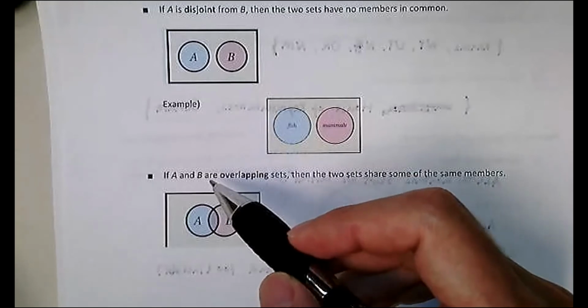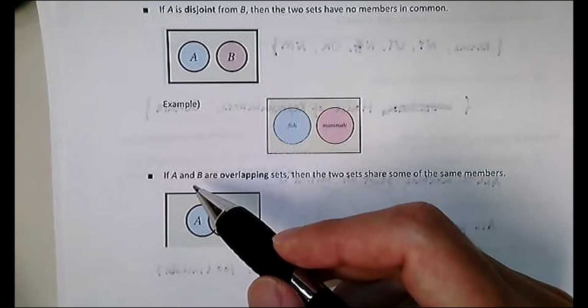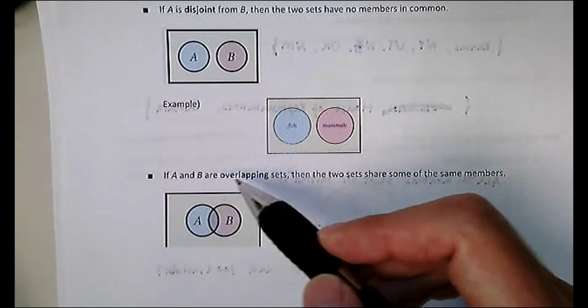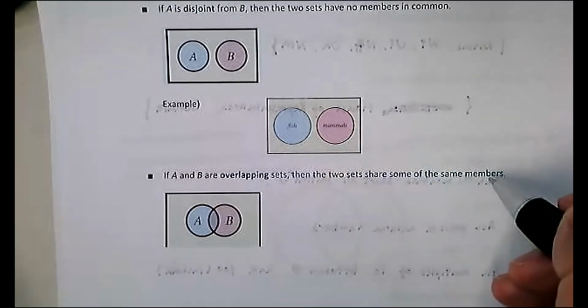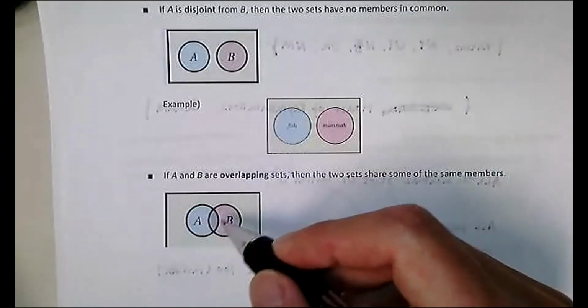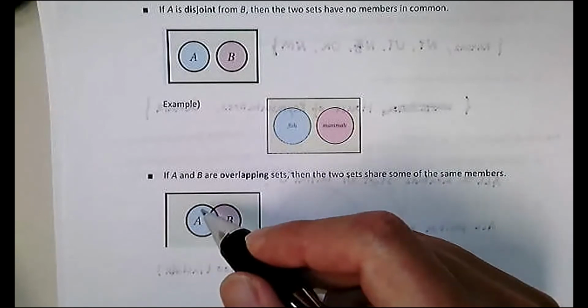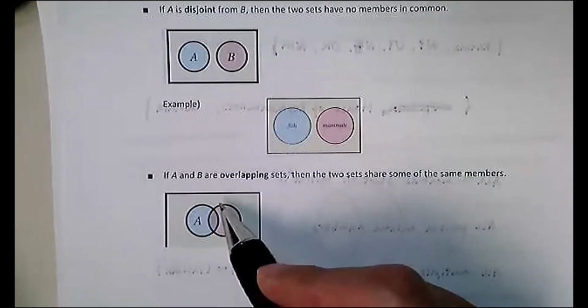The third relationship we are talking about is sets that are overlapping. Sometimes set A and set B have overlap, which means they share some of the same members. If we draw a diagram, we draw a circle and we also draw another circle, but those two circles have an intersection between them.